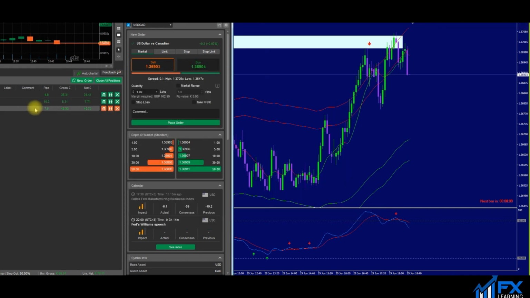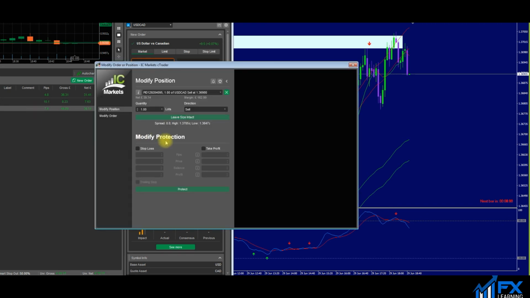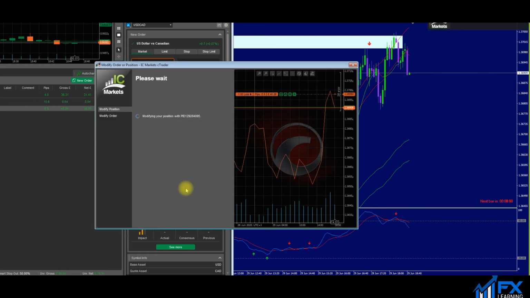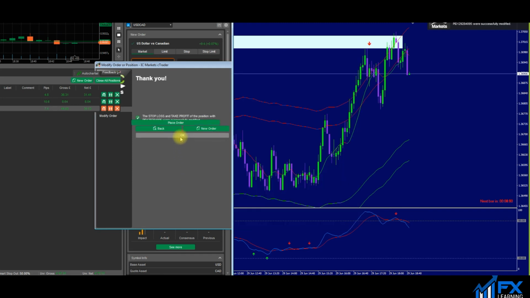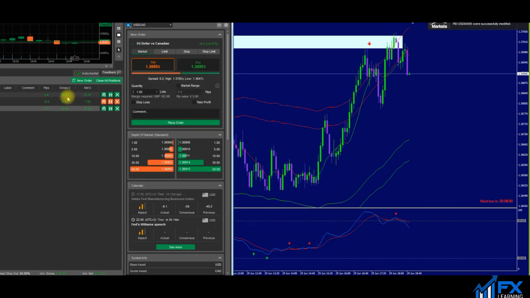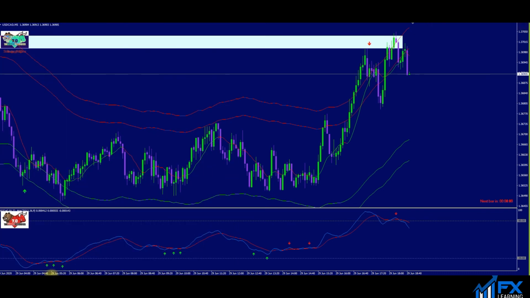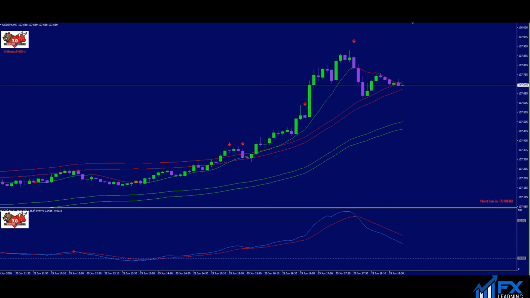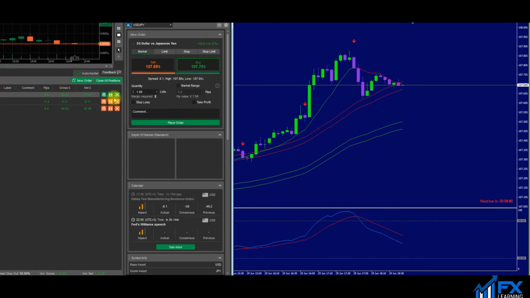USDCAD looks like it's going to hit take profit. In fact, I didn't even set a take profit on this, did I? There we go. So take profit is set on USDCAD. USDJPY, let's have a quick look and see what's happening with USDJPY. I'm going to get rid of USDJPY. I'm going to close that as well.